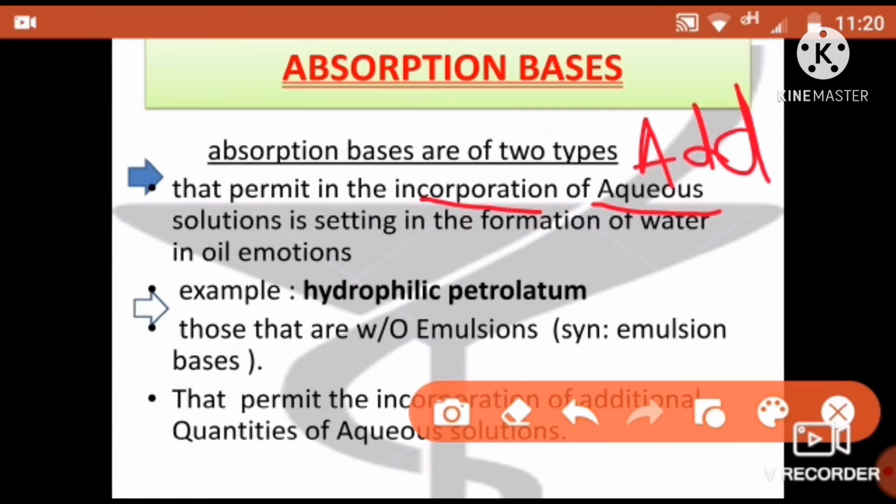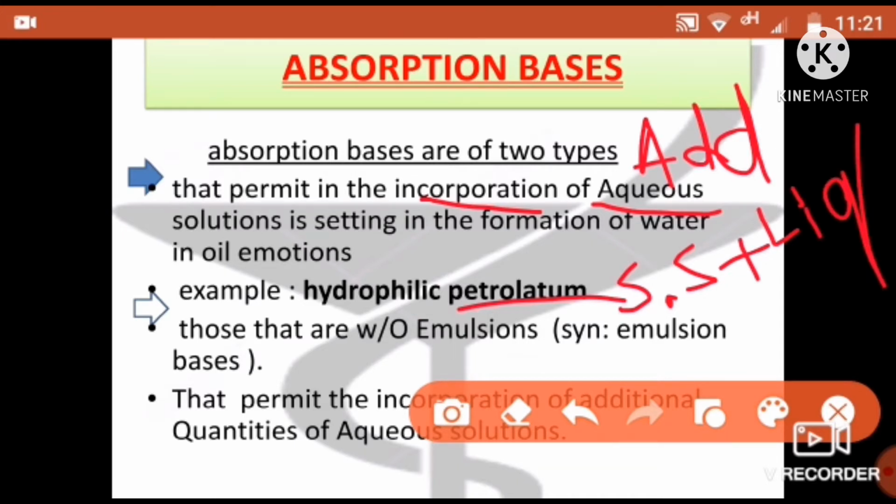Example, hydrophilic petrolatum. This hydrophilic petrolatum allows the addition of water in it whenever we are going to prepare an ointment. The drug is in liquid form and the ointment is semi-solid. This petrolatum is also semi-solid, as we know. We have to incorporate liquid in it. Liquid what? Liquid drug or liquid dosage form. So it is easy and convenient to add a limited amount of water in it.